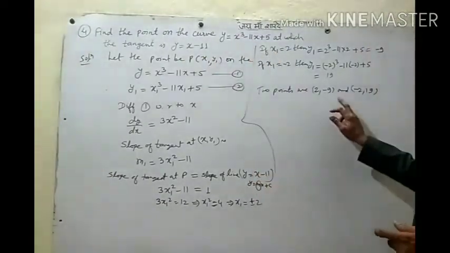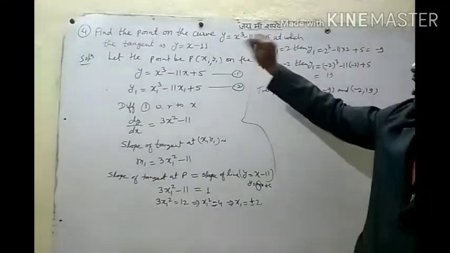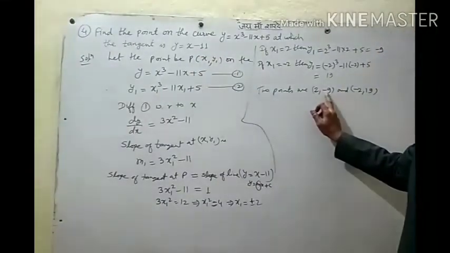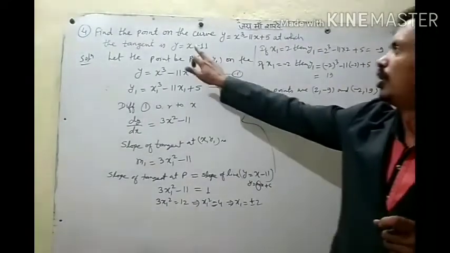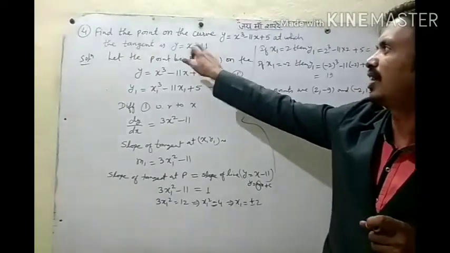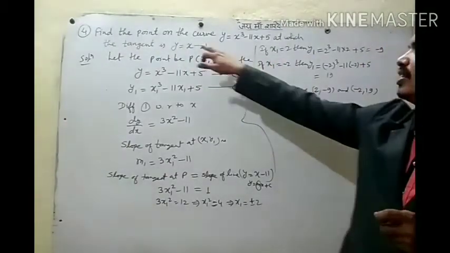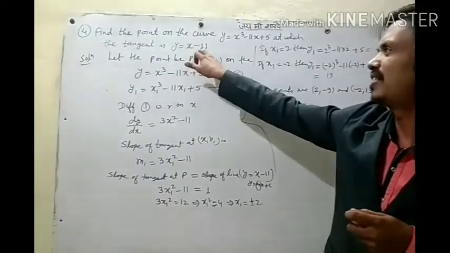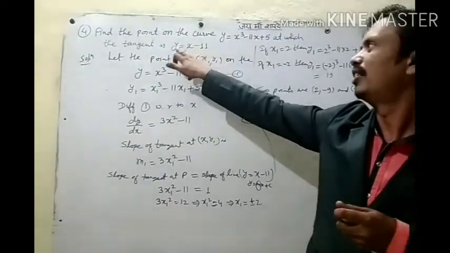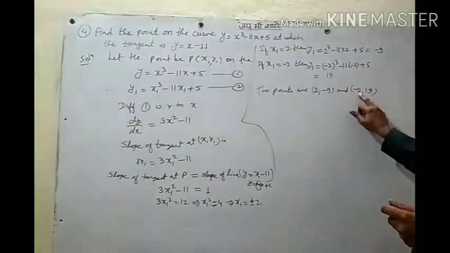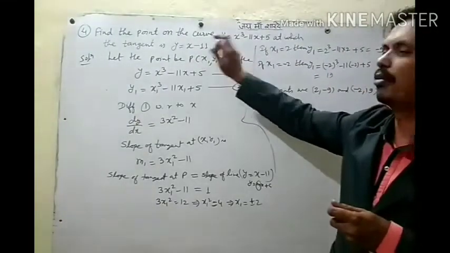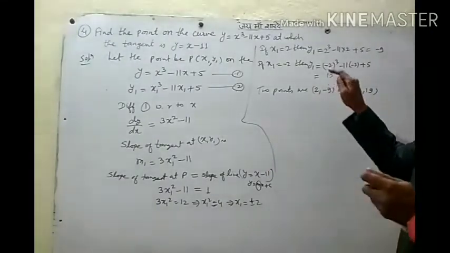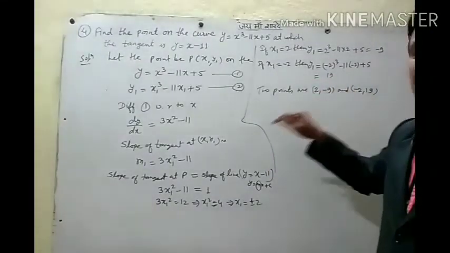So at these 2 points, if we draw tangents, the slope will be equal to this one. But these points are on this curve. So if we put this point in this equation, what will happen? y is minus 9, x is 2. So 2 minus 11 is minus 9, so this point satisfies this equation. If we take minus 2 and 19, then x minus 11 is minus 13 while y is 19. It means this point does not satisfy this equation. And we are drawing a tangent at these points, so these points must satisfy this equation.